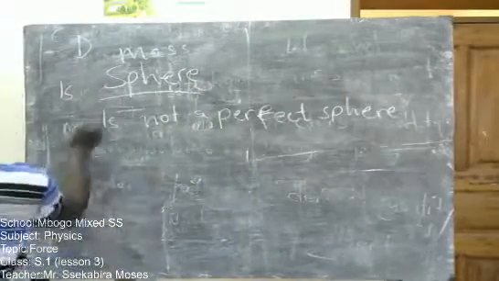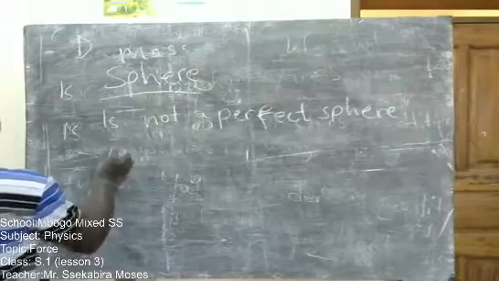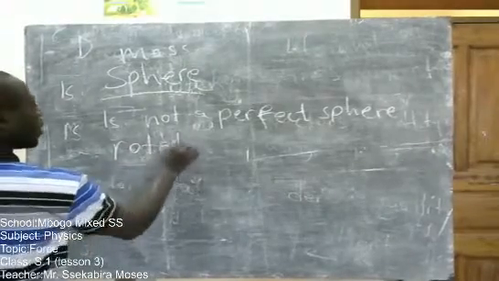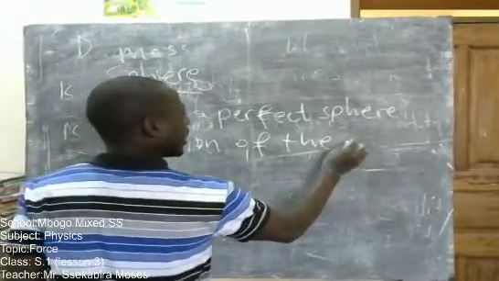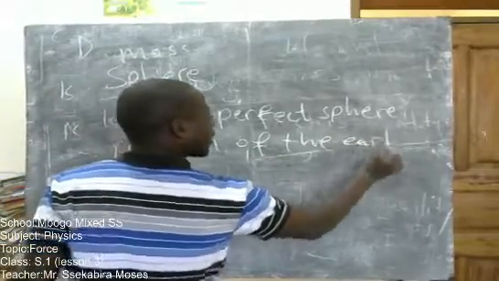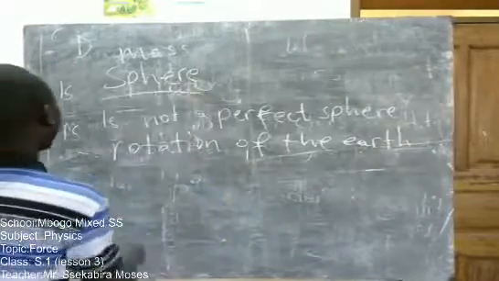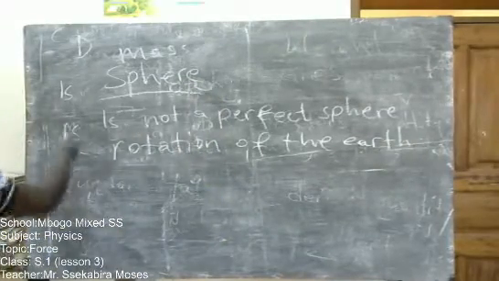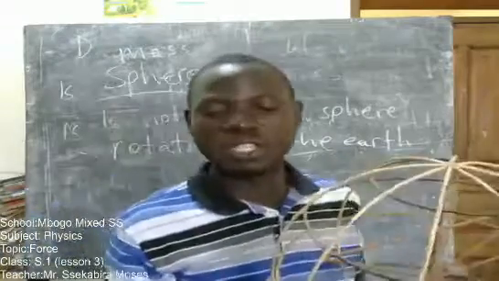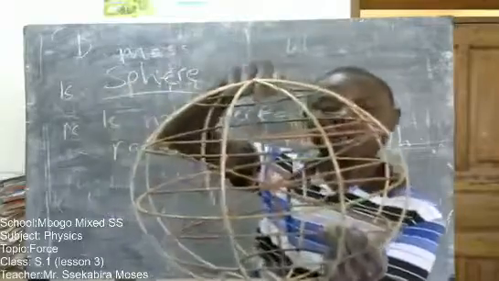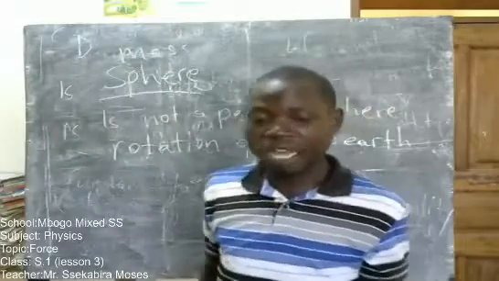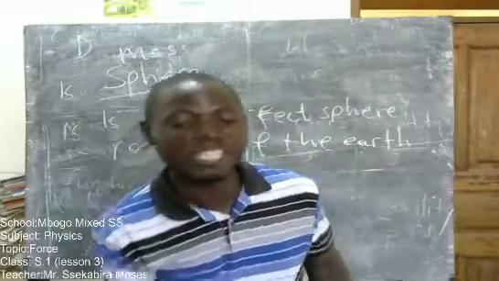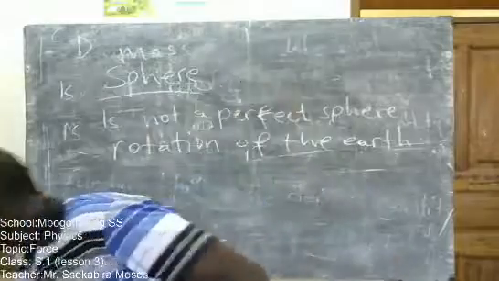Then another response was the rotation of the earth. These are very good answers, and these are the two major reasons why the weight of a body changes on Earth's surface. However, you may not be on Earth's surface. You may be on another planet. Different planets have different acceleration due to gravity.